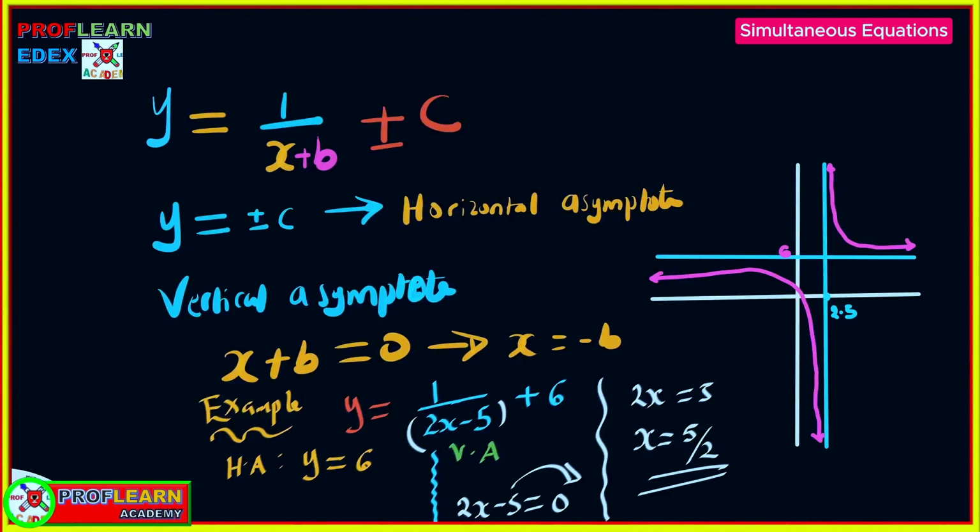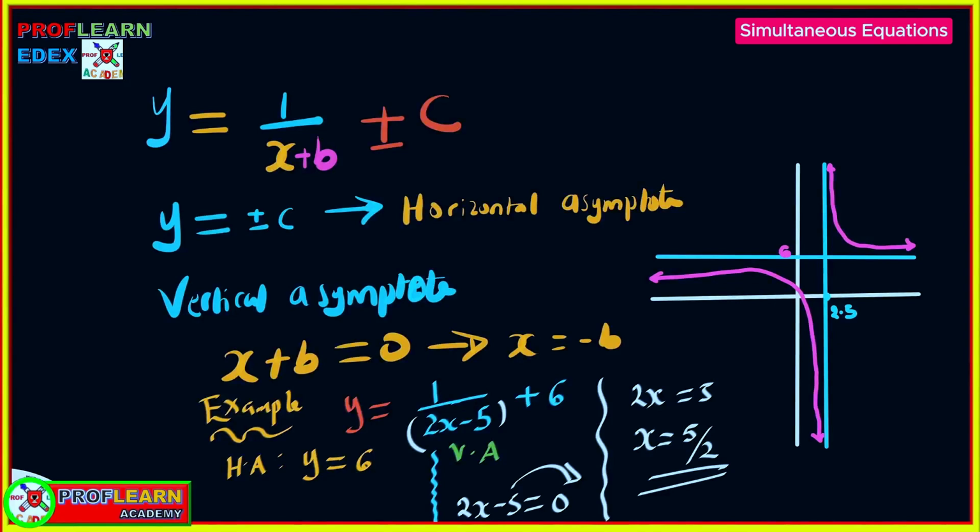And in that case, whenever you are sketching this kind of curves, you need to know the horizontal asymptote and you also need to know the vertical asymptote. Something that I need to mention at this point is that asymptotes are lines which the curve will approach, but it will never touch that line. The curve will never touch the asymptote. It will approach it, but it will never touch it.